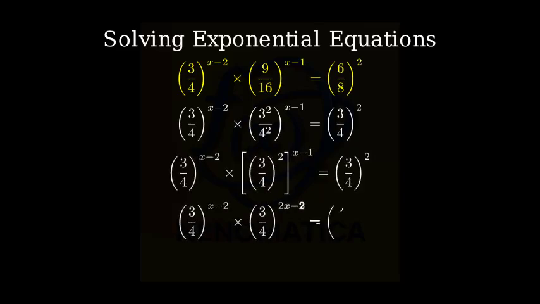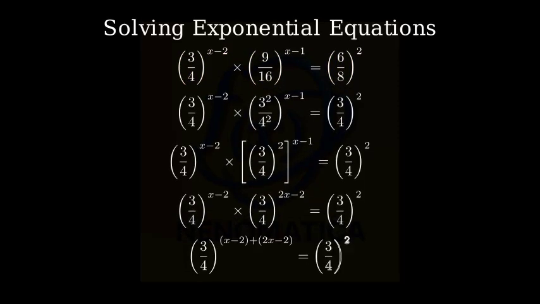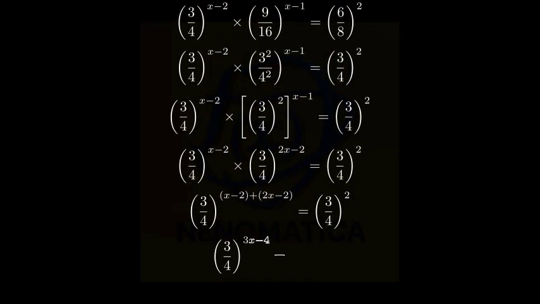Since 3/4 squared is raised to the power of x minus 1, we get 3/4 to the power of 2x minus 2. Next, we combine the exponents. We have 3/4 to the power of x minus 2 multiplied by 3/4 to the power of 2x minus 2. Using the law of exponents, when we multiply same bases with different exponents, we add the exponents. So we get 3/4 to the power of 3x minus 4.